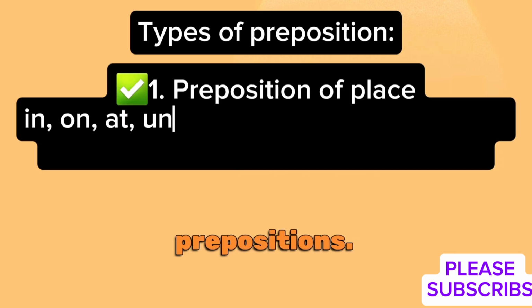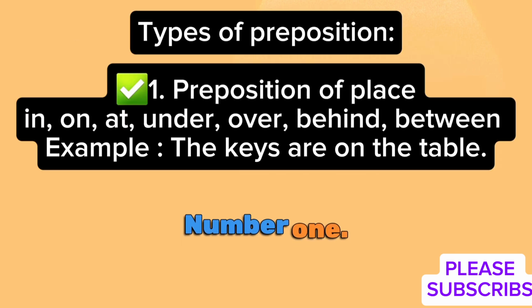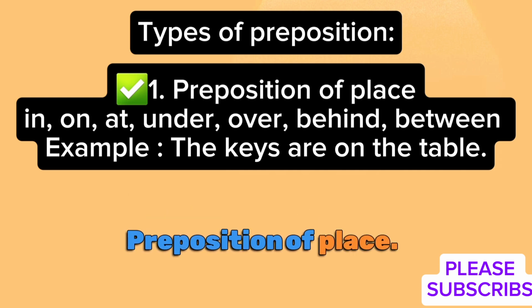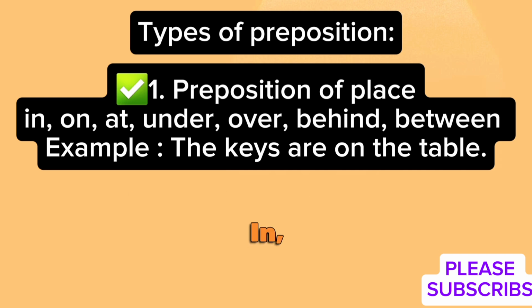Types of prepositions. Number 1. Preposition of place. In, on, at, under, over, behind, between. Example: the keys are on the table.